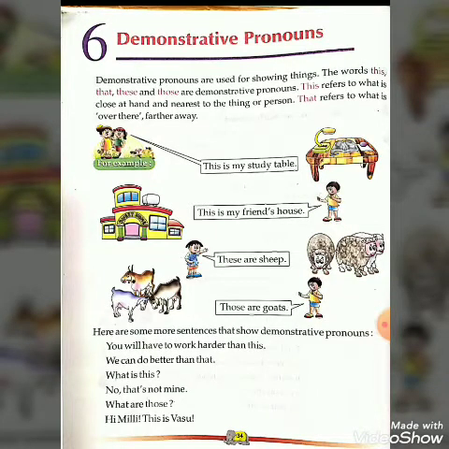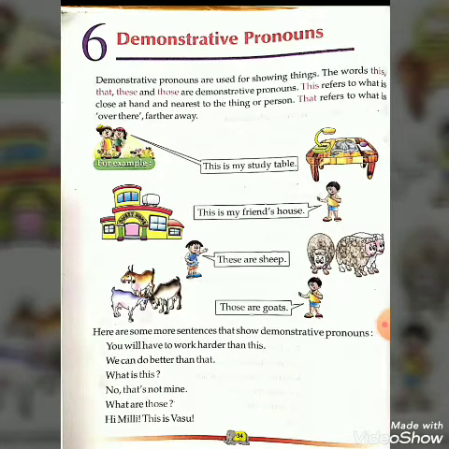Now, my dear students, here are some more sentences that show demonstrative pronouns. You will have to work harder than this. It means you have to do more, harder work than this. Second example, we can do better than that. Better than that means better than what you have done earlier.